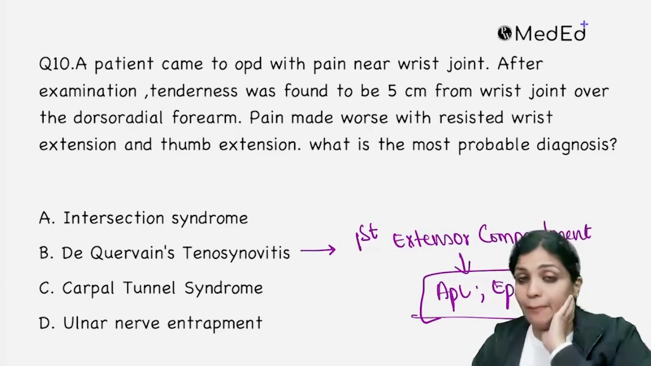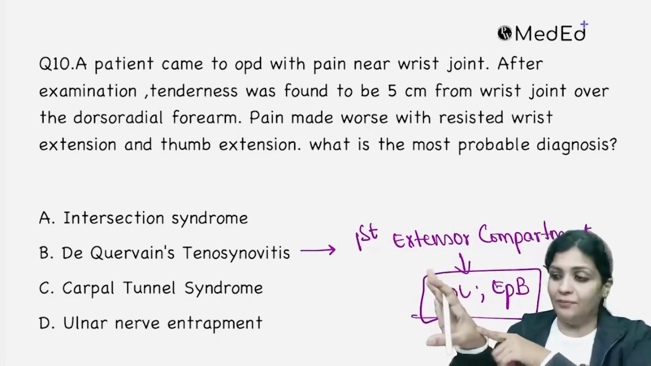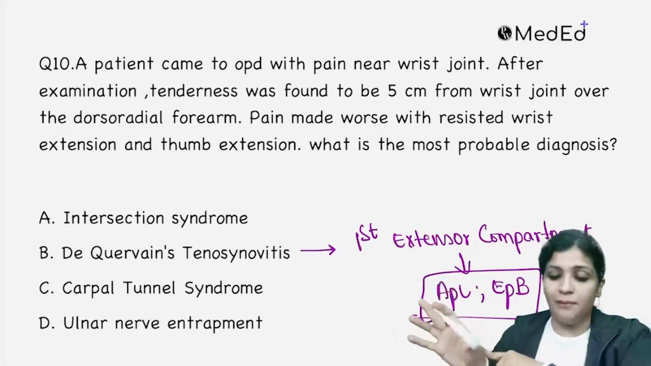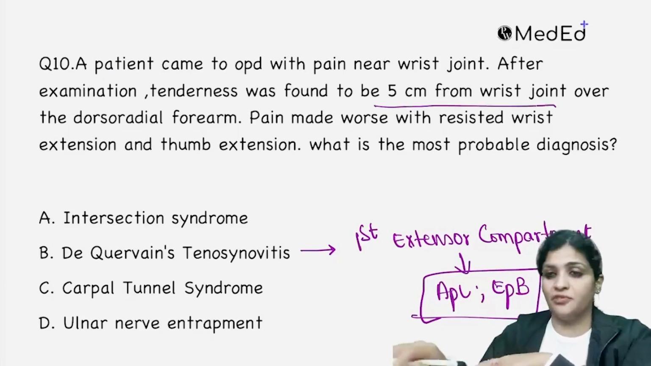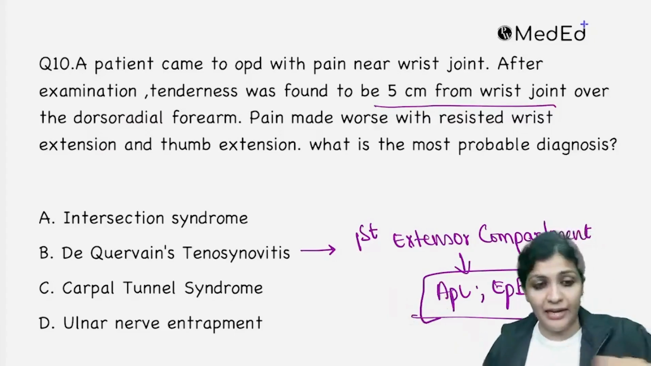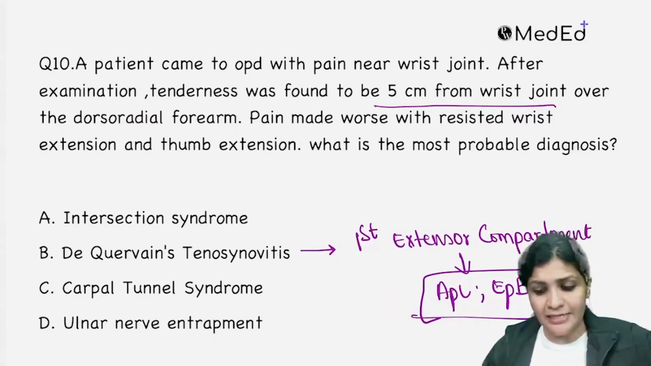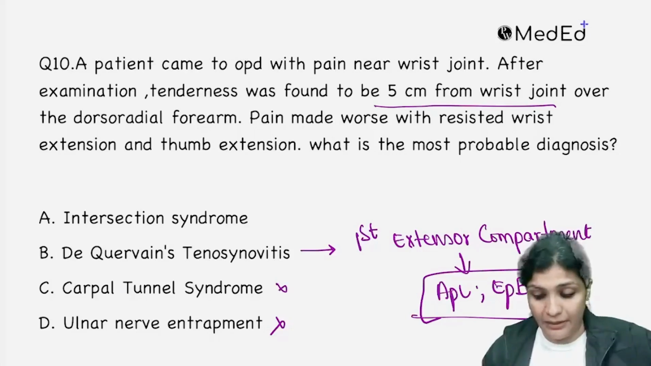So where will the pain be in case of De Quervain's? This is the tendon, right? This area is usually painful. But what did they clearly mention? They mentioned that it is 5 centimeters from the wrist joint. So from here, it is 5 centimeters somewhere here, right? Infection, carpal tunnel is median nerve. No, median nerve is for flexing. Ulnar nerve entrapment is wrong. Again for flexors, carpal tunnel is wrong.